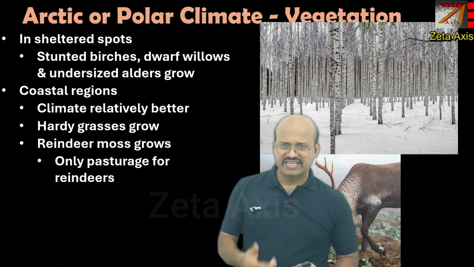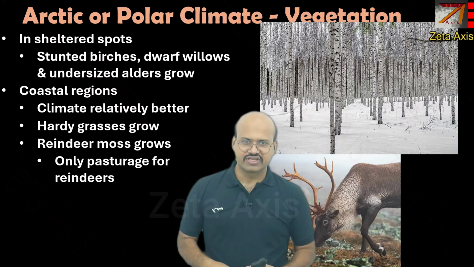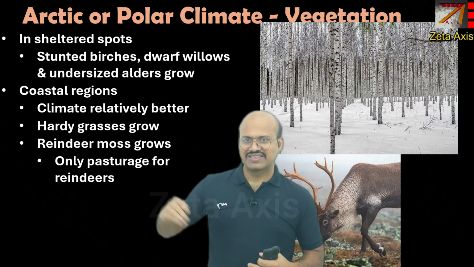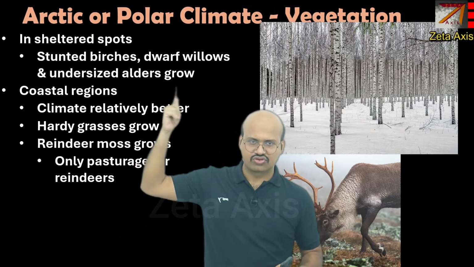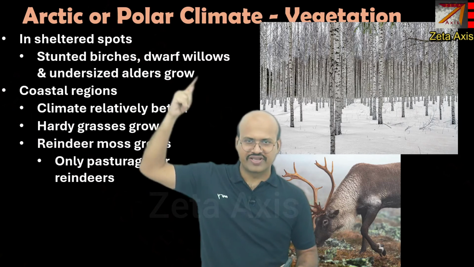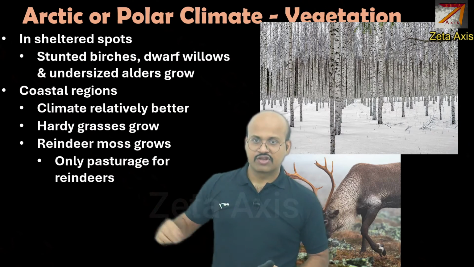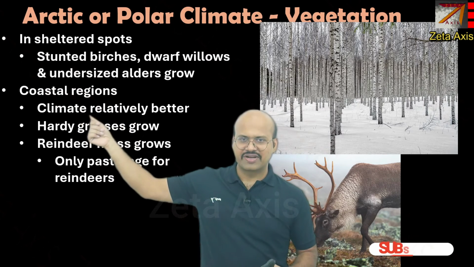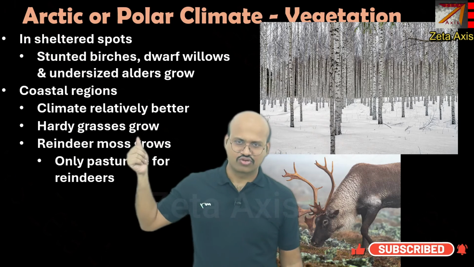Now in the sheltered spots, which have some factors that reduce the effect of the winter, we see stunted birches and dwarf willows as well as undersized alders grow over here. So some trees do grow where the climate is relatively favorable. In coastal regions, we see the climate is relatively better because of the presence of the oceans, and hardy grasses grow over here.